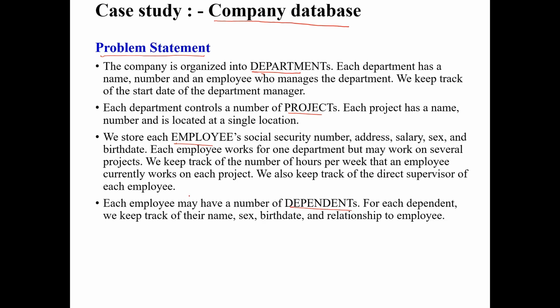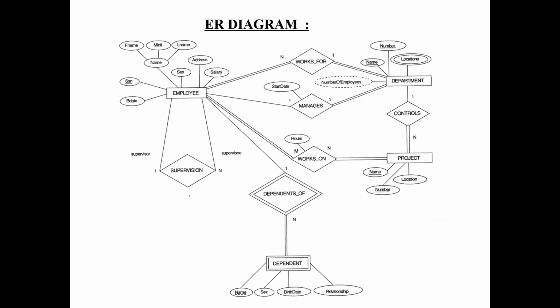In the previous video lecture, we studied how to draw the ER diagram for the company database. In that video, we studied the various steps to draw an ER diagram for the given case study or problem statement. The first step is to read the problem statement in detail, then identify all the strong entities, shown by rectangles. Here you can see that employee, department, project, and dependent are the entities.